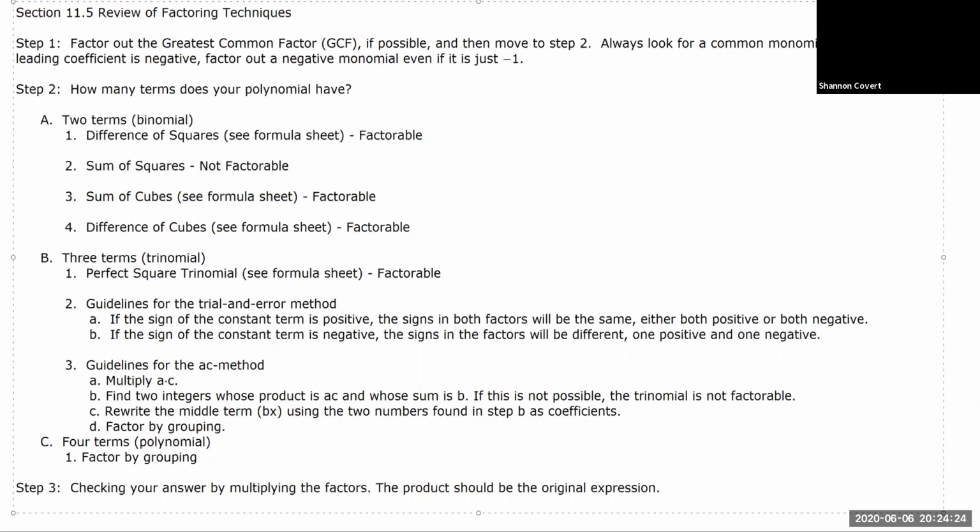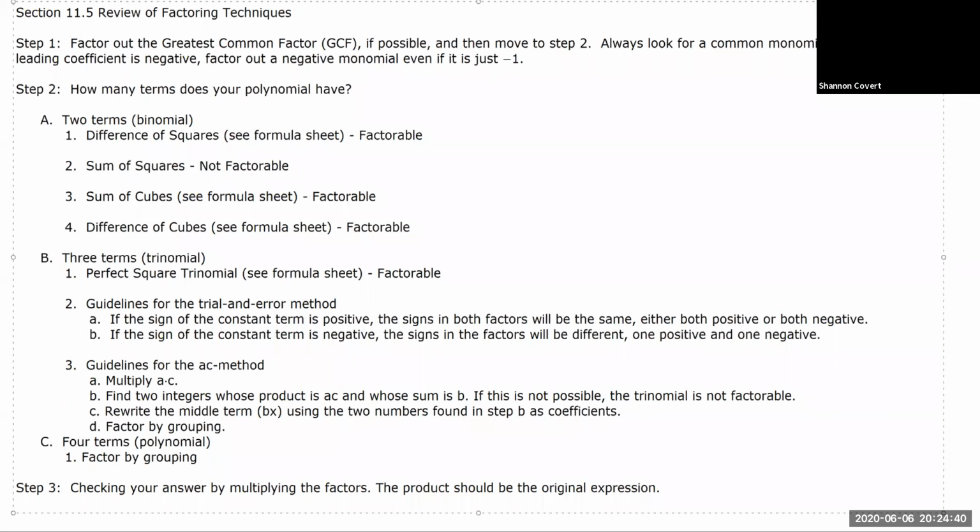So step one, you should always factor out the greatest common factor, or the GCF, if that's possible. Always, always look for the GCF. Once you've done that, if you can take out a GCF, you're usually not done. You need to go ahead and move on to step two.